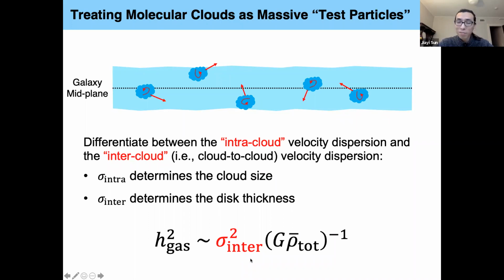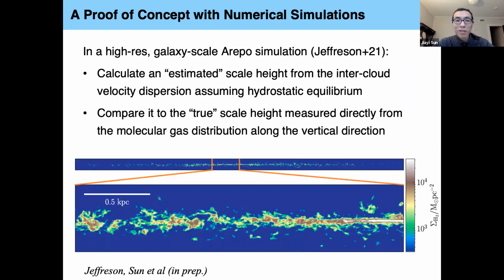So this seems like a good idea, but we want to know whether it really works. And it is not easy to answer this question in observations because we don't have other independent means of knowing the scale height in the face-on galaxy. So we turn to simulations for help.